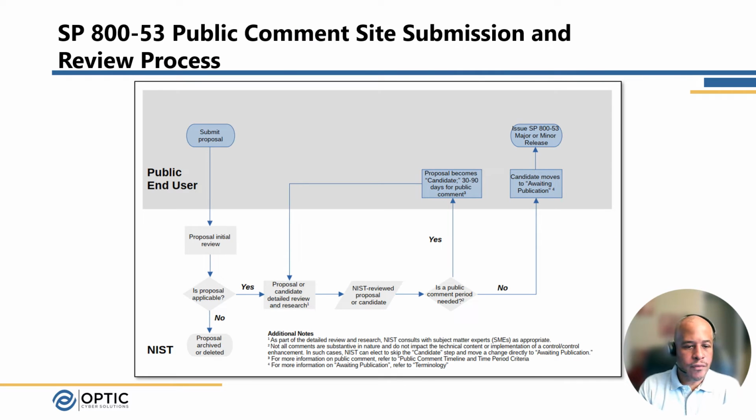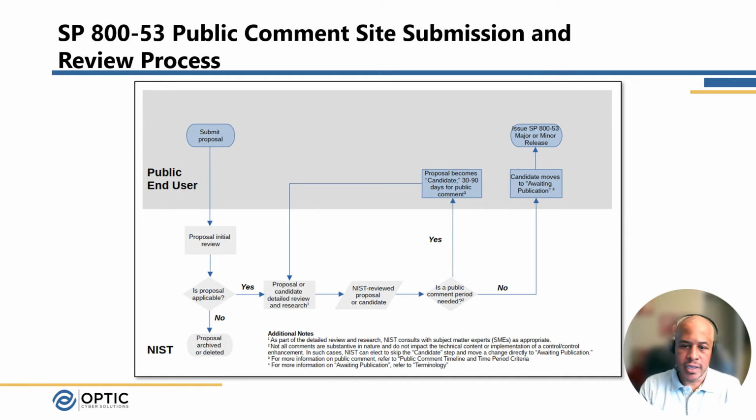So here's a high-level overview of the NIST internal review and submission process for the public comments. You see here, an end user would submit a proposal that would be either new or edit. It goes into internal review within NIST to determine applicability. Once it's approved to go forward, it'll move into that candidate phase.